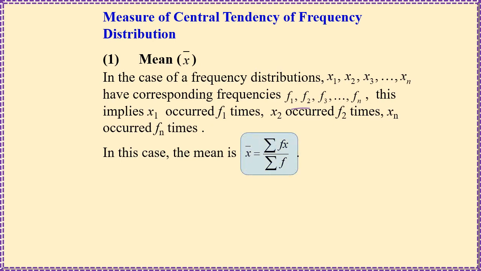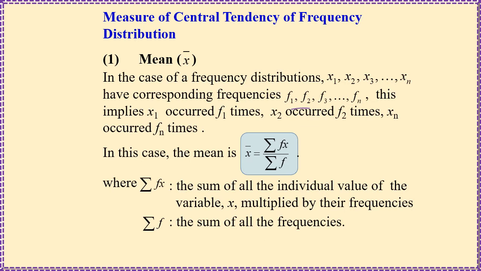Okay, but now this x, because for the group data we have the interval for the group because we don't have any specific value of x. Okay, so what is this x?